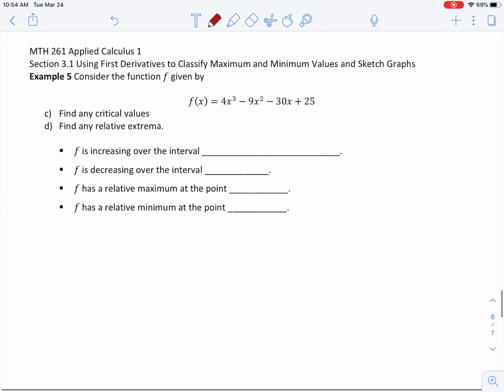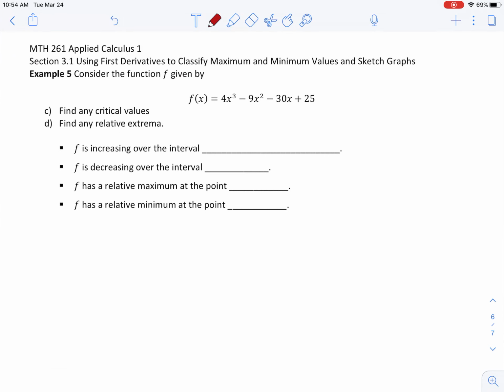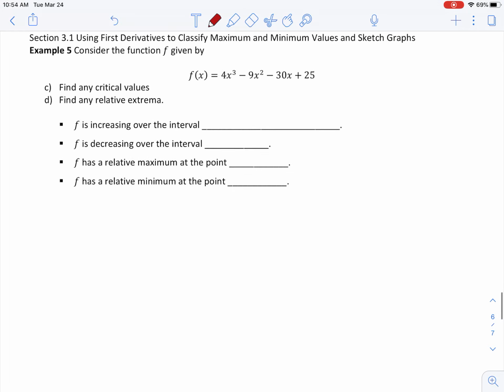All right, number 5. Consider the function f of x. Ooh, look at this one. This one's a little bit longer. It's a cubic polynomial, but same drill. Let's find any critical values. First, find f prime of x and set it equal to 0 for me.